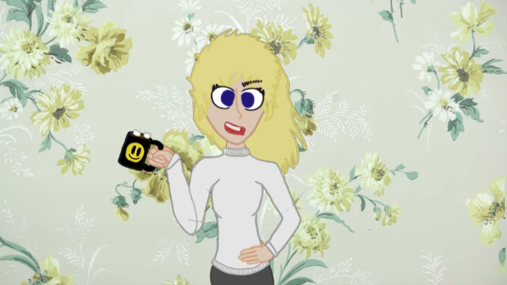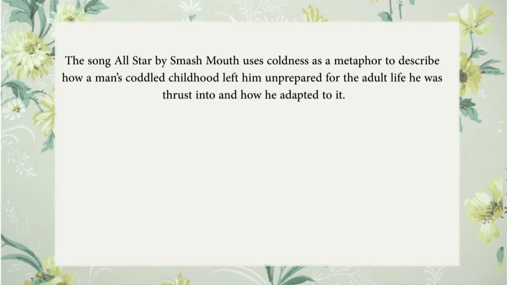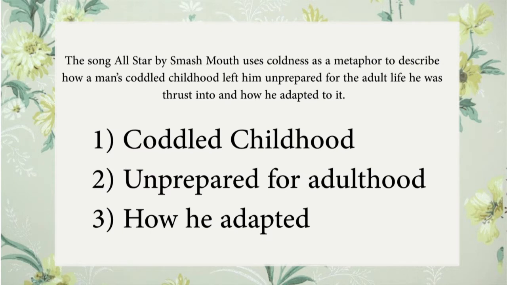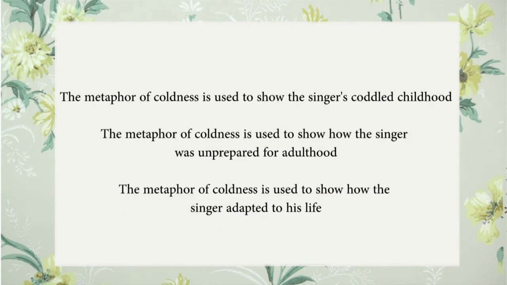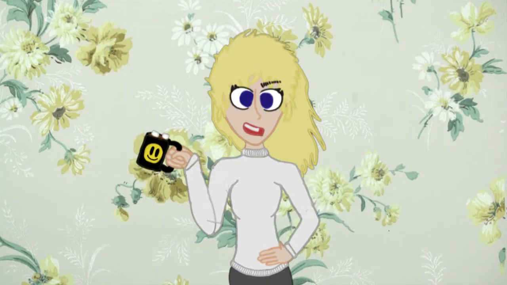Alright, you have your statement. Now what? Break down your statement into 3 separate examples or ideas. Take those 3 mini ideas and write a statement for each of them. Those are the claims for each body paragraph. Now you have your thesis and claims.